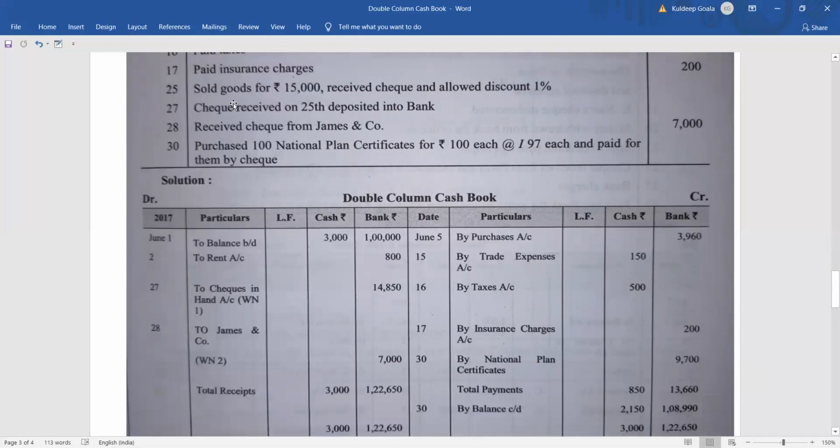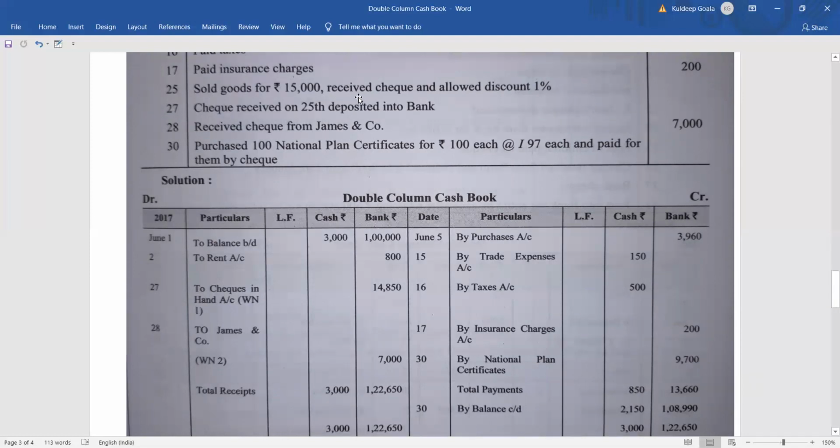Okay, 200. So then sold goods for 15,000. Received check and allowed discount 1%. We have sold goods 15,000. We have received a check also. So money also has been received and allowed a discount of 1%. So the entry will be like this: bank account debit, right?